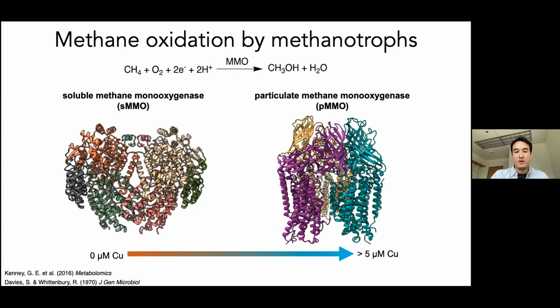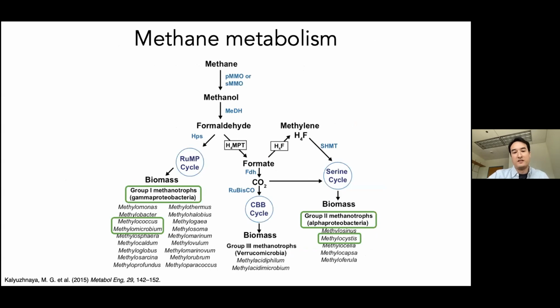To tackle this problem, we actually look at pMMO from multiple species of methanotrophs, and here's the metabolic pathway for methane. Down here you can see all these different species of methanotrophs grouped into 3 groups by the step at which they assimilate carbon into their biomass. But what all these groups have is this first step of methane to methanol conversion using one of the methane monooxygenases. By studying pMMO from different organisms, we can start to understand which residues are important and what their roles might be in methane oxidation and copper binding in pMMO.